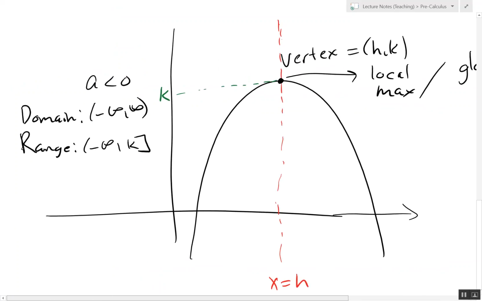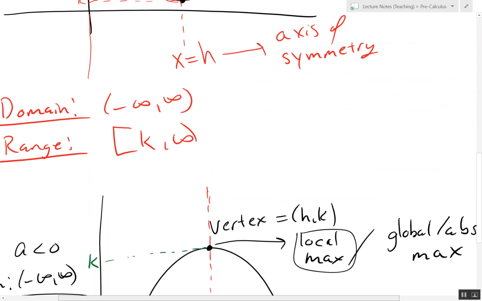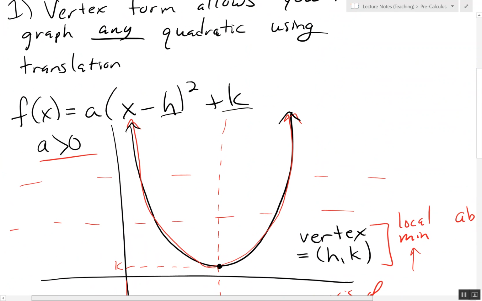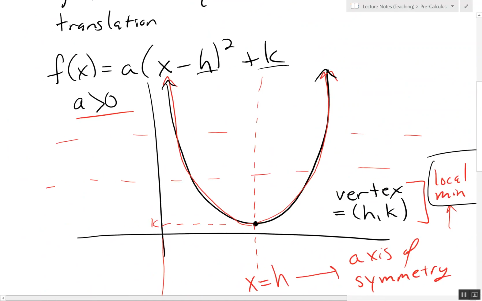So these are the salient features of the quadratic. And notice that they're mostly the same whether a is greater than or less than 0. There are just minor changes in the range and the interpretation of the vertex as a local max versus a local min. Everything else is pretty much the same in terms of what we're going to understand about algebra.